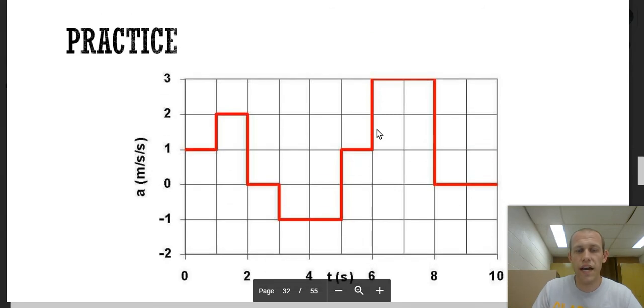All right. Now, this last one, it's an acceleration versus time graph. We have not talked about acceleration yet, but go ahead and try to think of a situation that this would work with, and then I'll explain mine.